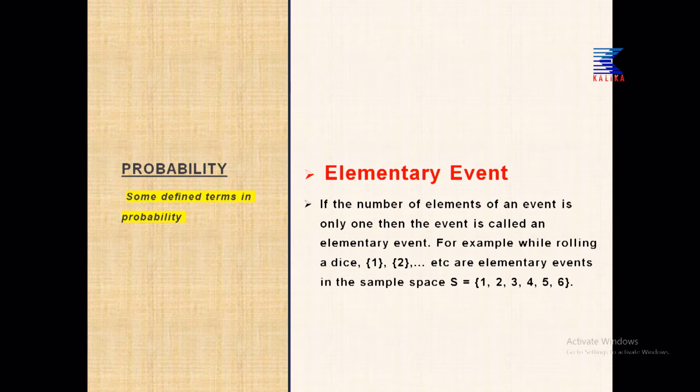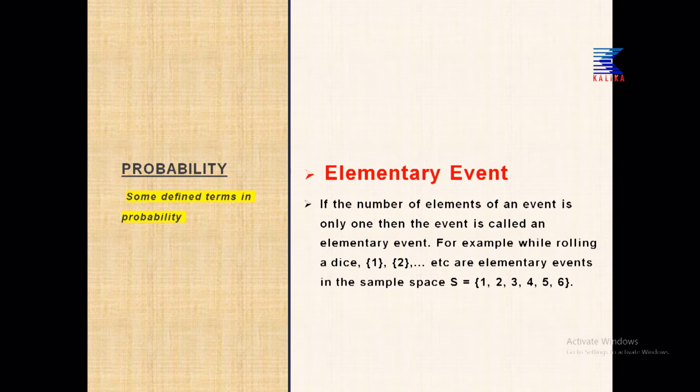Elementary event. So, you can also read it, you can watch it well about the definition. This is an important one, later on you learn probability easily. If the number of elements of an event is only 1, then the event is called an elementary event. For example, while rolling a dice, 1, 2 etc. are elementary events in the sample space S equal to {1, 2, 3, 4, 5, 6}.